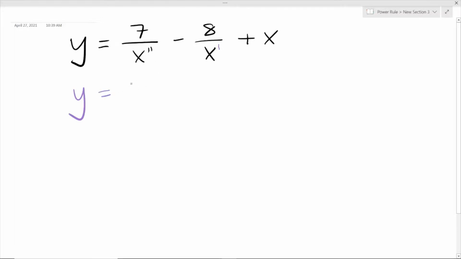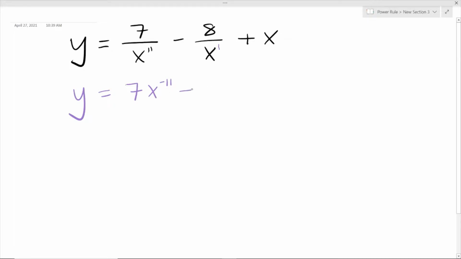So 7 in the numerator, and we want to bring these all to a numerator. And when we do that, we must make the exponent negative. So this is going to become x to the exponent of negative 11. 7 times x to the exponent of negative 11. So no more fraction now.